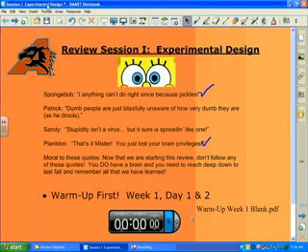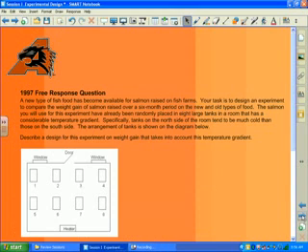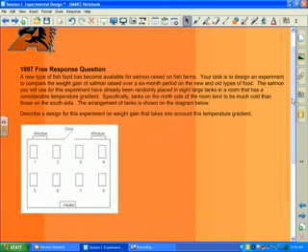All right, so let's go on and do these. We went through the vocabulary yesterday, so we're done with that. But what I want to do is start going through these free response questions. So if you will, go ahead and open up your notes to these questions. Let's read this one and talk about how to do that.